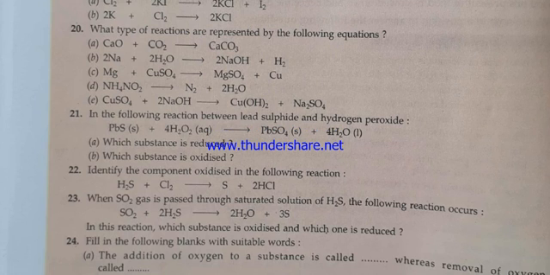Identify the component oxidized which is having oxidation, that is from sulfur hydrogen is removed, that H2S is getting reduced and chlorine is getting addition. H2S is getting oxidized. Removal of hydrogen is called oxidation.